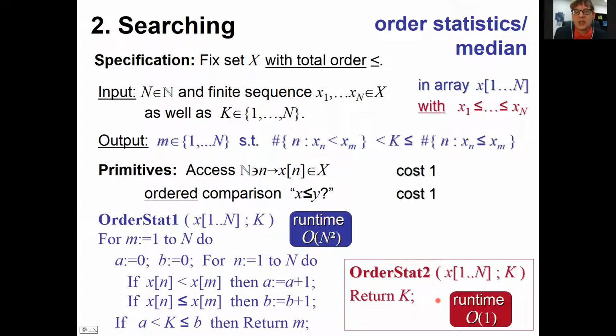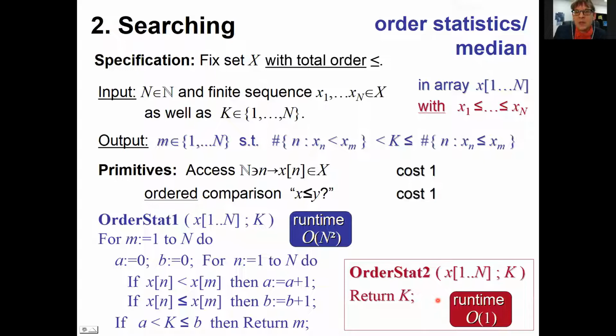And as we're going to see in chapter 3, we can sort the elements in time n log n, and this is optimal. One cannot do better than n log n for sorting. This is also something we're going to prove in chapter 3 rigorously.